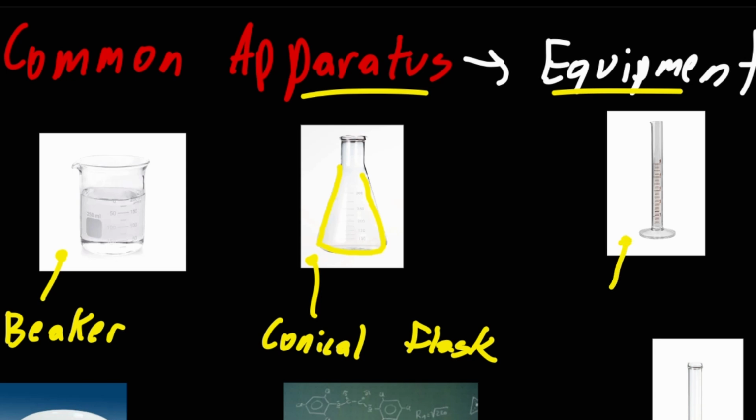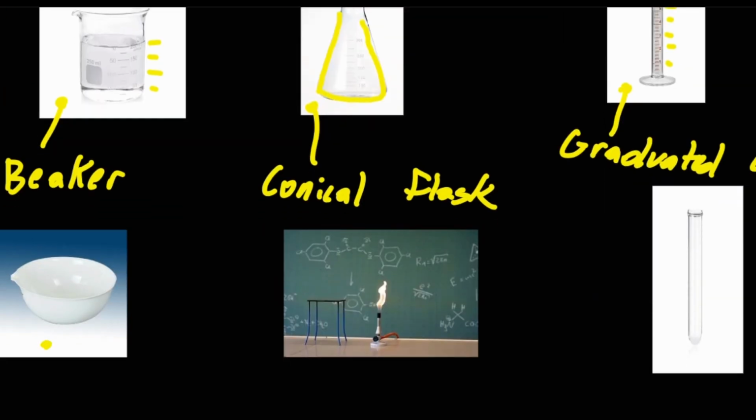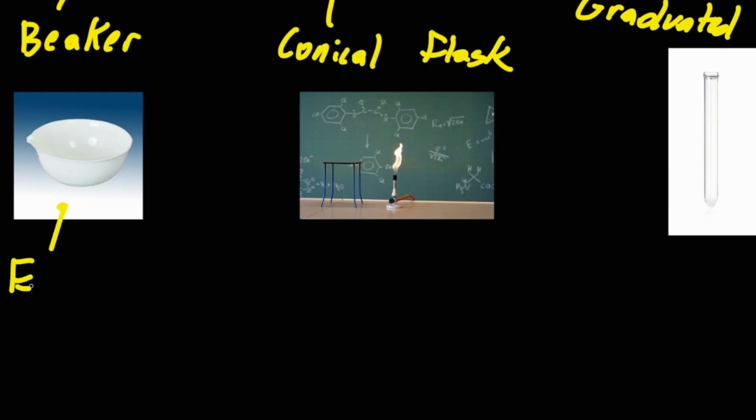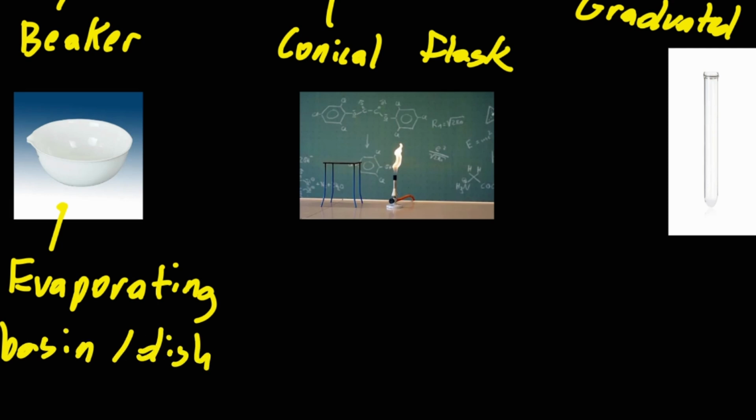This here, it's quite a narrow tube. It's a graduated cylinder. It's used for measuring the volume of a liquid, or the quantity of a liquid, because you can see the numbers there. And this is also used to measure liquids, just much more of them. This here is an evaporating basin or an evaporating dish. It's used to hold liquids that are evaporating. So you'll be using these, for example, when you're making crystals.